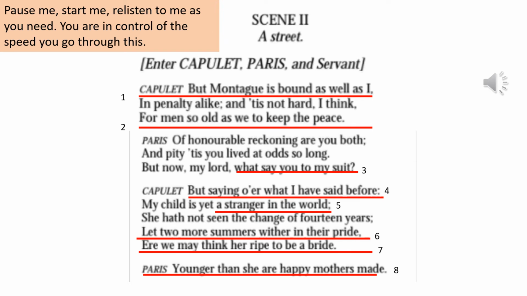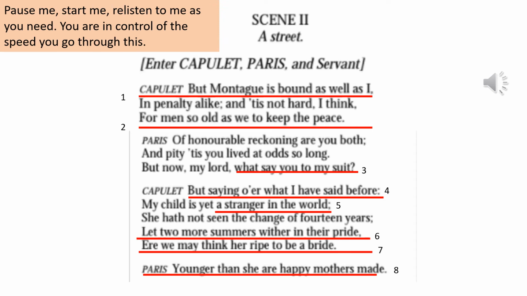Paris shows a bit of a lack of respect for Capulet here because he questions Capulet's judgment. Now, in a patriarchal society and with courtly love, when Paris asks for Juliet's hand, he shouldn't then have an argument with the father about the response he gives. He should be respectful to that father because he is the head of the household.